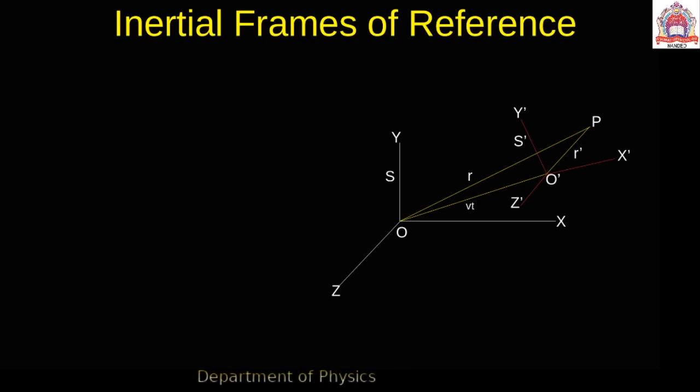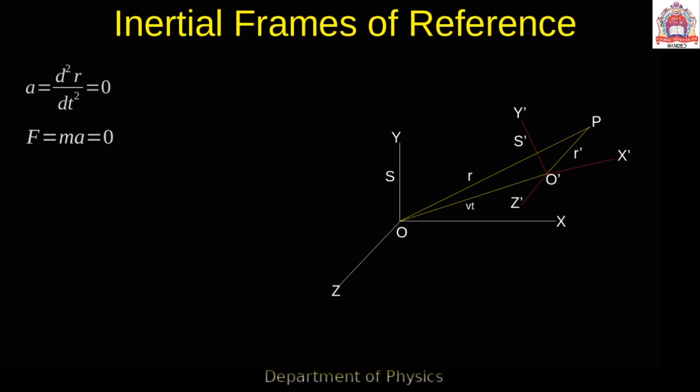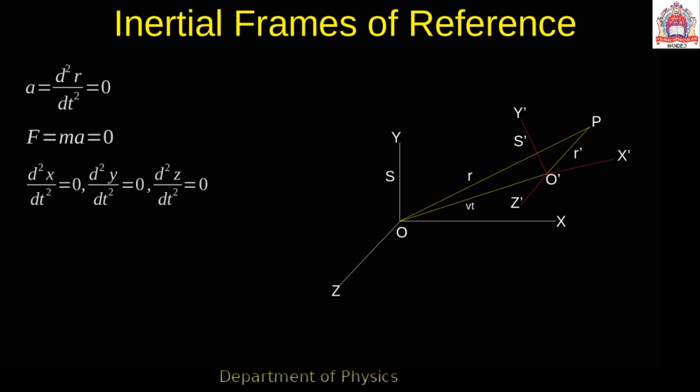In component form, this equation can be written as d²x/dt² is equal to 0, d²y/dt² is equal to 0, d²z/dt² is equal to 0. So let us consider an inertial frame S and another frame S dash.